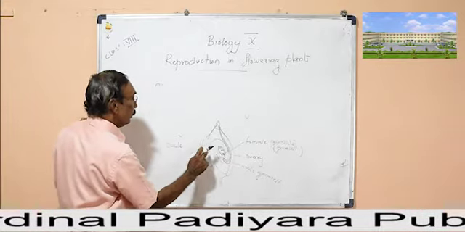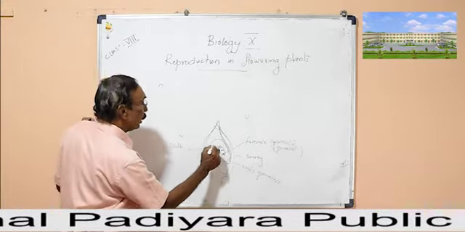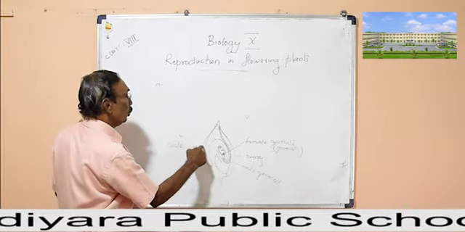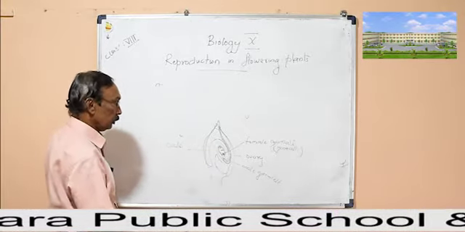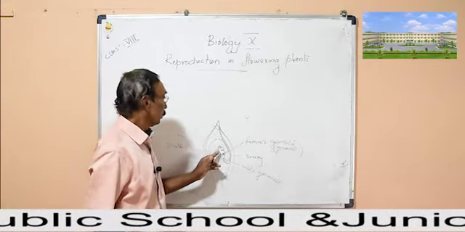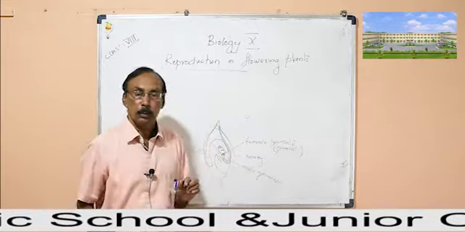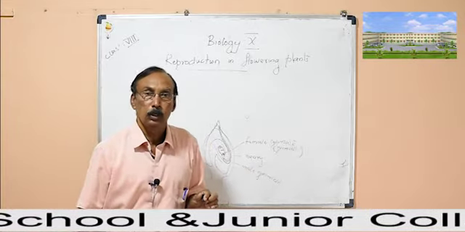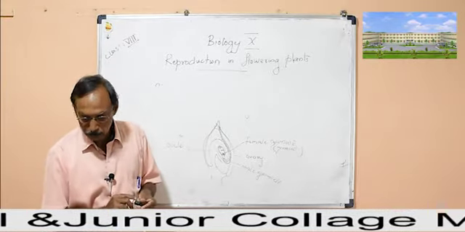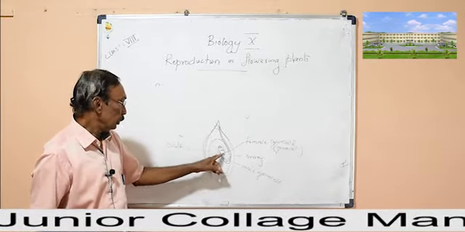And this ovary will become the fruit, and the ovule inside will become the seed. Ovary becomes fruit, ovule becomes seed. And the seed inside some flower, some fruits may have more than one seed, meaning many ovules will be there in that one. And what will happen to this zygote?